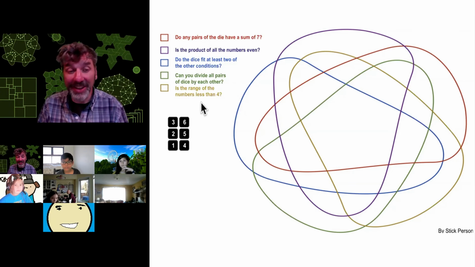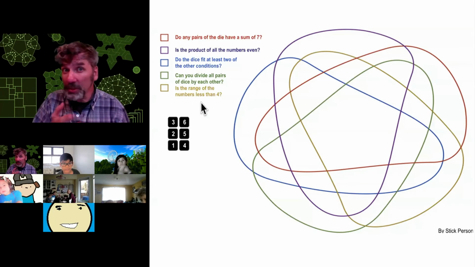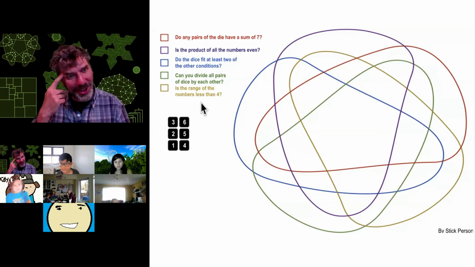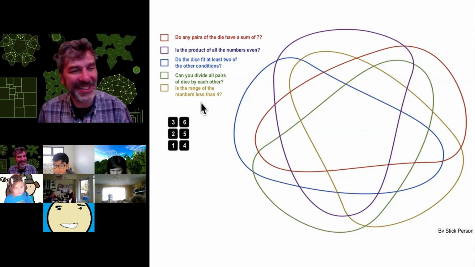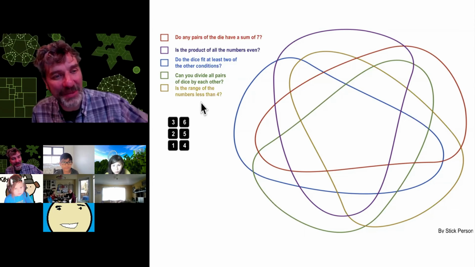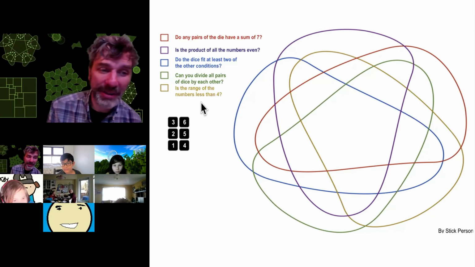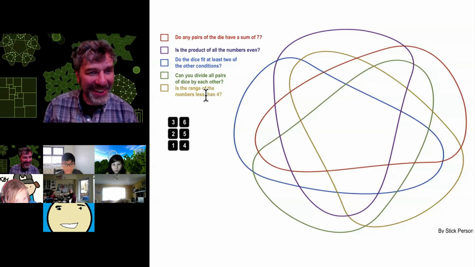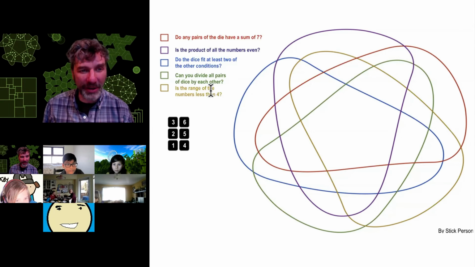Yeah, okay, this is possible now, because otherwise that would be a fine question, but it would be a question that you'd go, oh, that's never going to happen, right? Is the range of numbers less than 7 would always happen, but less than 4, it will not always happen. Yeah, good. Can you divide all pairs of dice by each other? Oh, so cool. So like 6 divided by 1 would work.